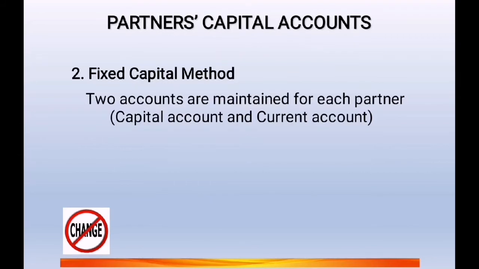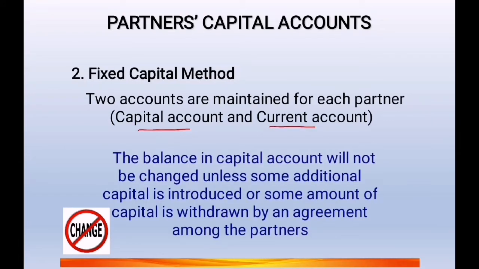The other method with us is fixed capital method. Under this method, two accounts are maintained for each partner. One is capital account and another is current account. The balance in capital account will not be changed unless some additional capital is introduced by the partner or some amount of capital is permanently withdrawn by the partners. So, the capital account will always remain fixed, and will show only the opening balance, additional capital introduced, permanent withdrawal of capital and closing balance.